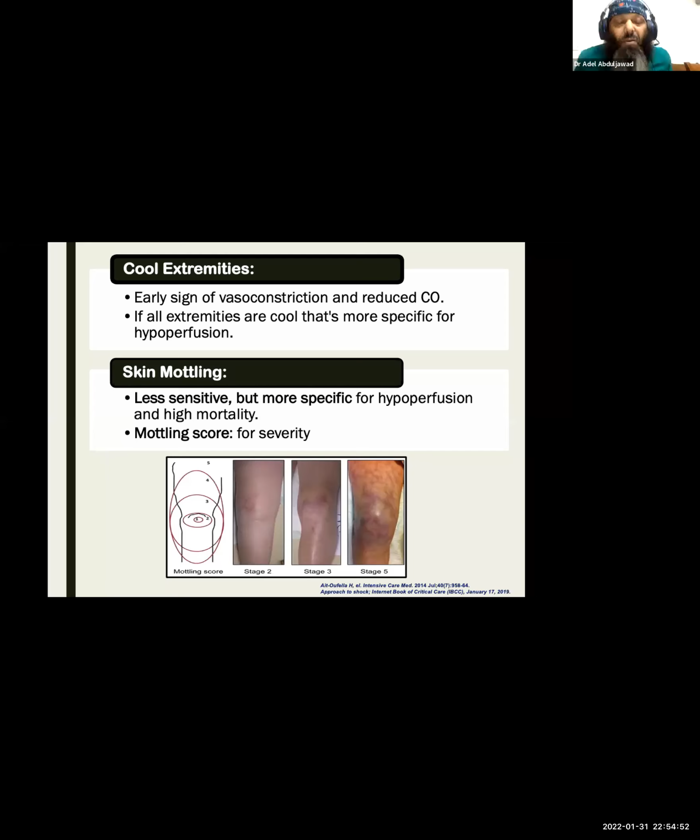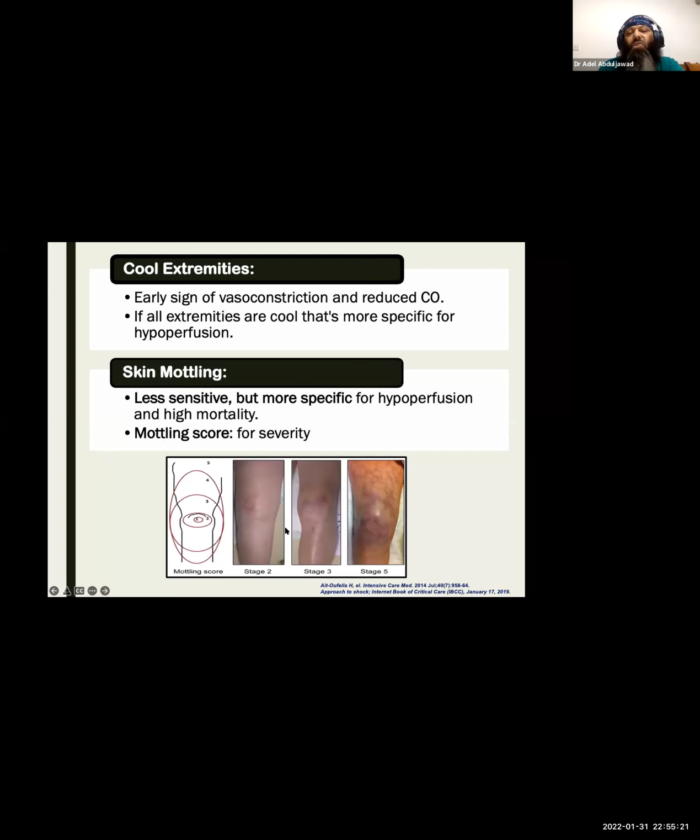What about skin mottling? Skin mottling is less sensitive, but more specific for hypoperfusion. And when you have skin mottling, it carries a high mortality. So you have to have a red flag in your mind that if my patient has skin mottling, it indicates that there is ongoing hypoperfusion. And there is a score, we call it the mottling score, for severity assessment.